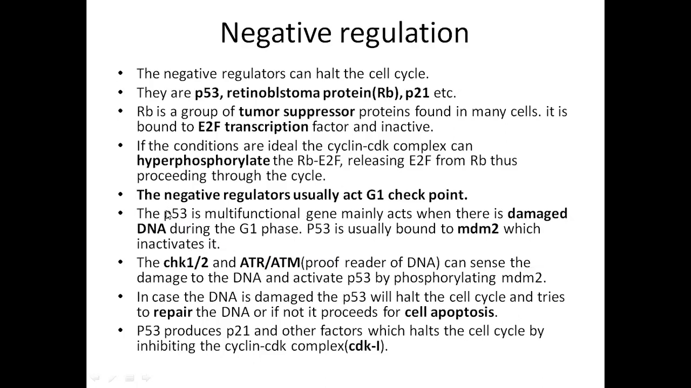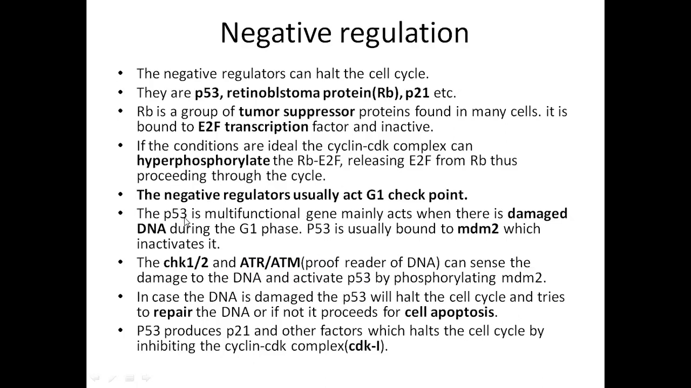That results in release of P53 during the damage to DNA, and it recruits CHK1, CHK2, ATR and ATM kinases. These kinases can check whether the replicated DNA is damaged or not. They act as proofreaders of DNA. Okay. Now, the ATR, ATM, CHK1 and 2 bind to the DNA and can analyze the DNA and send signal to P53 whether the DNA is damaged or not.